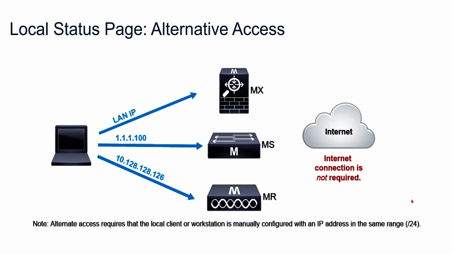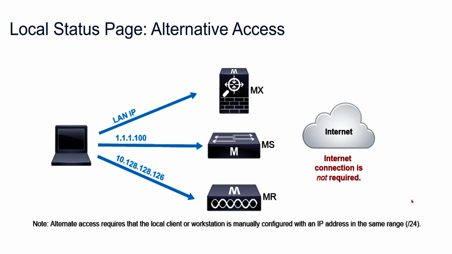Okay? There is a real-world scenario as well. When you plug into the switch, you get no DHCP, you get no internet, you get no dashboard access. What do you do? Set your IP to 1.1.1.50, as an example. Open up the browser and go to 1.1.1.100. Access the local status page. Fix whatever needs to be fixed. You have to be physically connected, of course, as well.